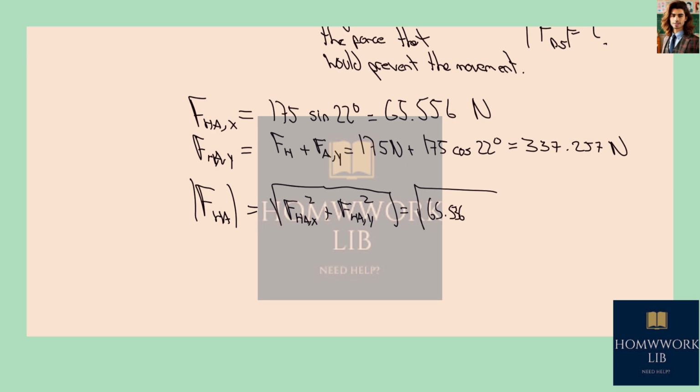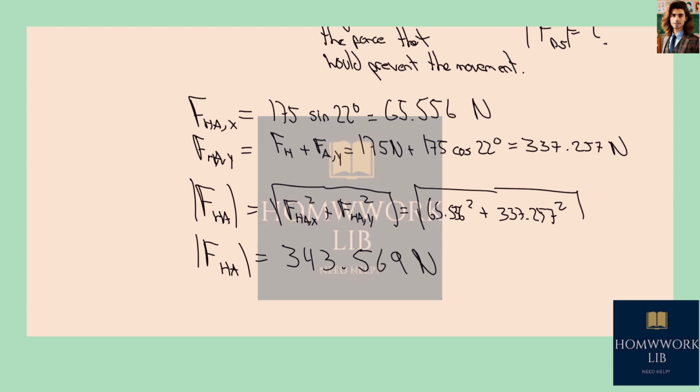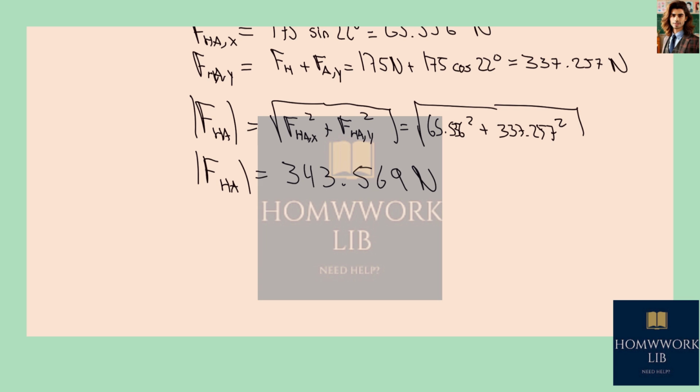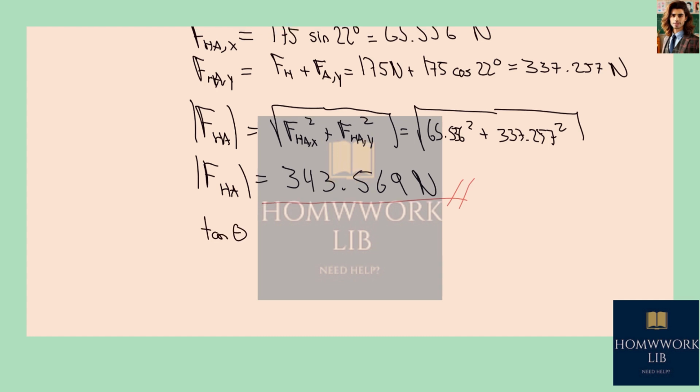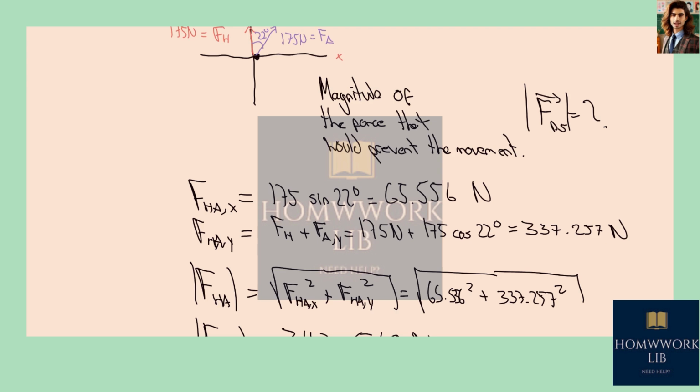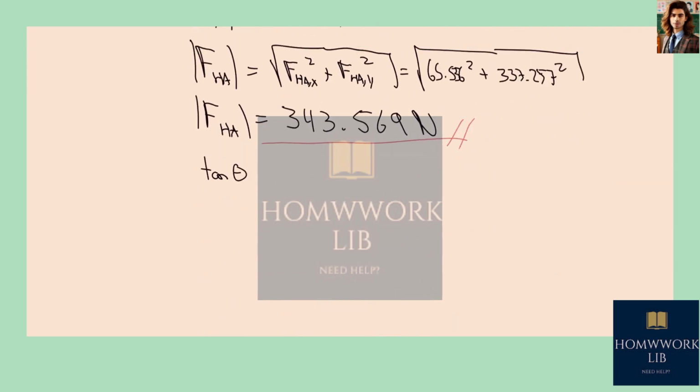65.556 newtons squared plus 337.257 squared. The magnitude of the force of Hannah and Andrea is going to be 343.569 newtons. Now, if we want to know the direction, we can employ the tangent of theta, and we're going to take the angle with respect to, in this case, the resultant.